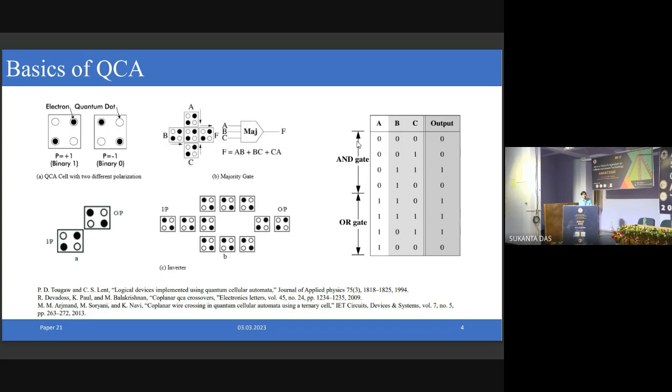In case of the inverter in QCA, many structures are available, and among them, I have selected the two most stable structures. The first one is the diagonal structure, and the right one is the two-directional structure.